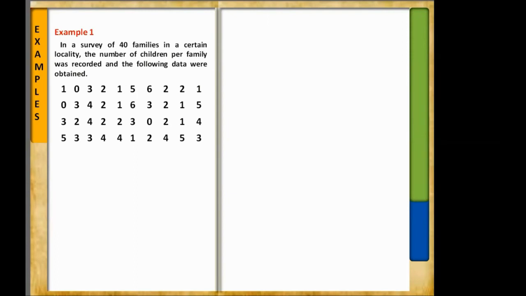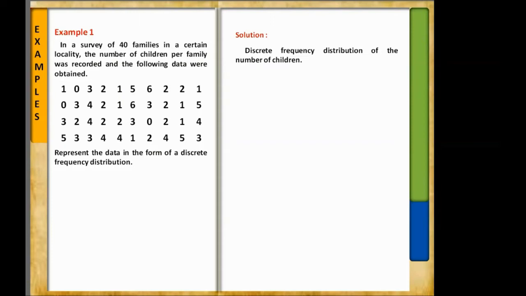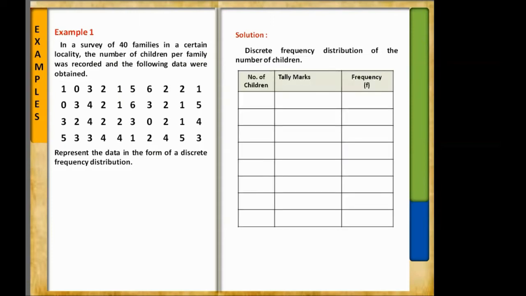Example 1. In a survey of 40 families in a certain locality, the number of children per family was recorded and the following data were obtained. Represent the data in the form of discrete frequency distribution. Discrete frequency distribution of the number of children. Here, first we need to write the numbers in their ascending order without any repetition. After that, we need to write the tally mark according to their repetition.